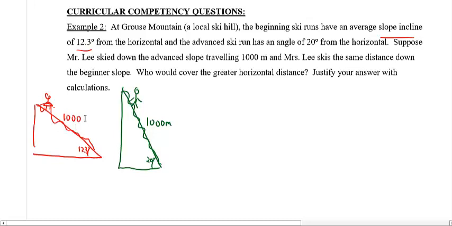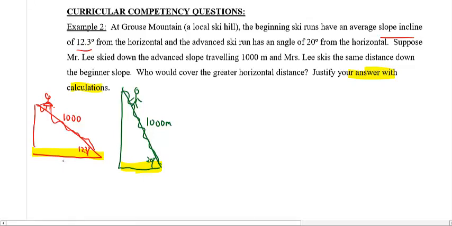Now, you might be able to actually visualize this with the actual picture and say, oh yeah, I know who covers the greater horizontal distance. I'm looking at this distance. Definitely Mrs. Lee, because the angle is smaller. That's right. So you got the answer. But now I want you to justify it with the calculation. So can you actually calculate what those lengths are and then prove to me that your assumption is correct?